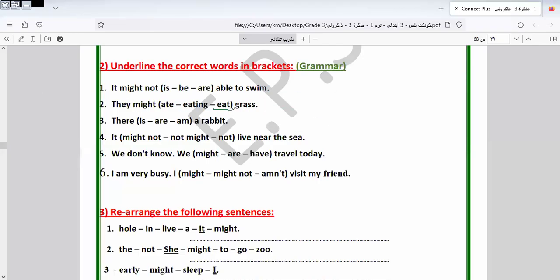Here it might eat. There might be a rabbit. A rabbit. Here the rabbit is singular, so I say there is. It might live near the sea. It might not live near the sea.